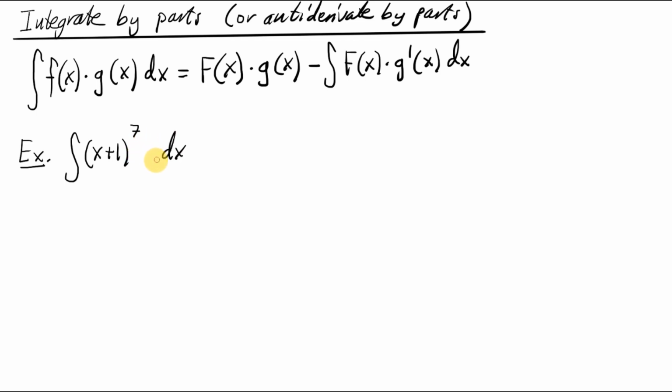If this were not here, then it would be simple. Then the antiderivative would just be this one, raised to the power 8 divided by 8. And that works because the inner derivative here is 1. However, now we have an x here, and then we can't do that.